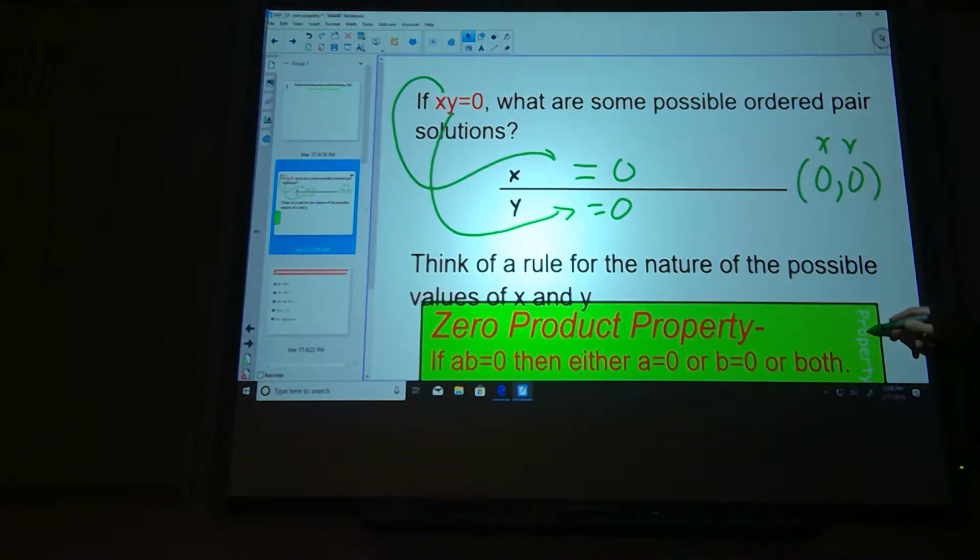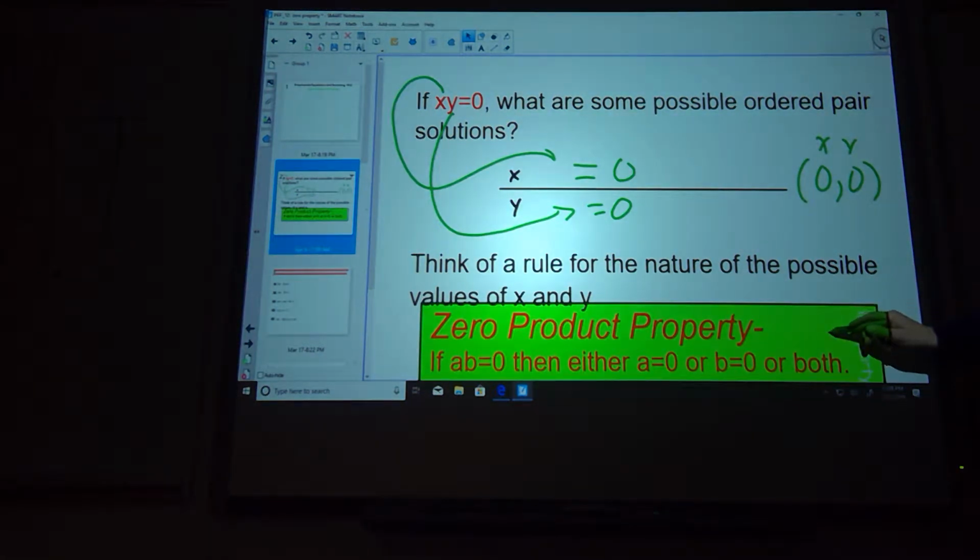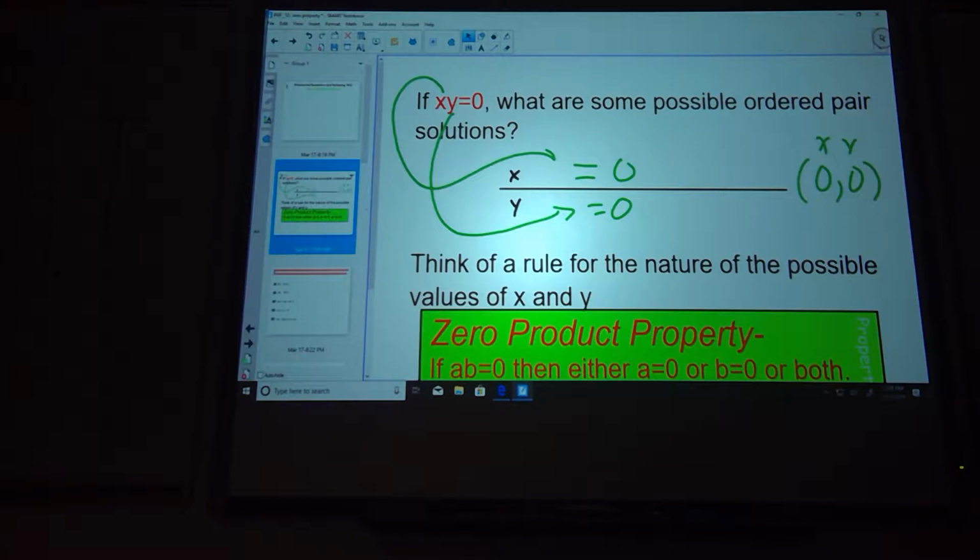Zero product property. Zero product property just means, hey, what can I plug into the equation so the whole thing becomes 0? That's the zero product property. Good so far? Anyone lost? Good. Let's move on. Ready?